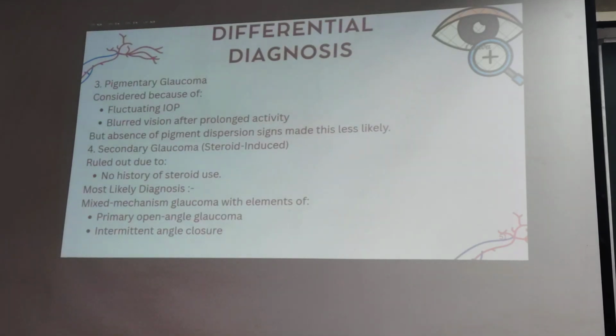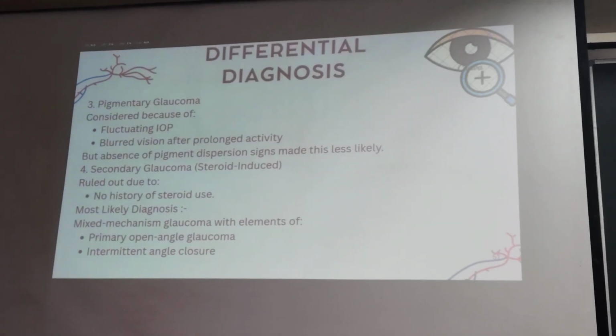Primary pigmentary glaucoma is also a type of open angle glaucoma. We have to rule out pigmentary glaucoma as the patient had no signs of pigment dispersion. Pigment dispersion is when the pigment granules of the iris fall into the trabecular meshwork, leading to its blockage, which was absent in the patient. So pigmentary glaucoma needs to be ruled out. Secondary glaucoma, steroid induced, also needs to be ruled out as the patient has no history of steroid use.